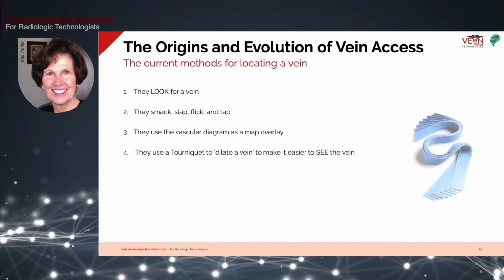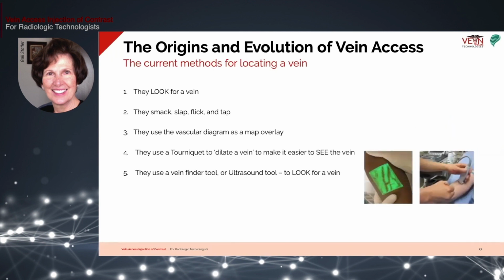They want to use the tourniquet to dilate a vein to make it easier to locate the vein. We just had that conversation. We're not doing that. They also try to use a vein finder tool or the ultrasound machine. Wonderful inventions, truly. I mean, ultrasound's been around forever for other flow study purposes. But the point is, for venipuncture, especially the vein finder tool, will only penetrate so far beneath the surface of the skin.